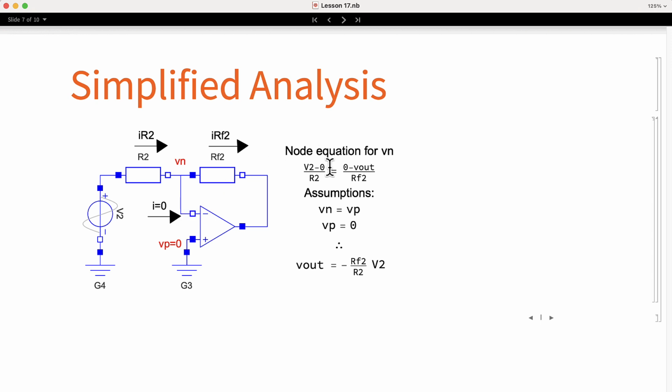Notice that I have already replaced the voltage of Vn and Vp, which is 0. For the current IR2, we have V2 minus 0 volts divided by the resistor value. And for IRF2, we have 0 volts minus Vout over the resistor value. We can easily solve for the output voltage and we obtain the same formula as before. It is important to notice that with this analysis, we did not have to calculate the limit when the op-amp gain tends to infinity.